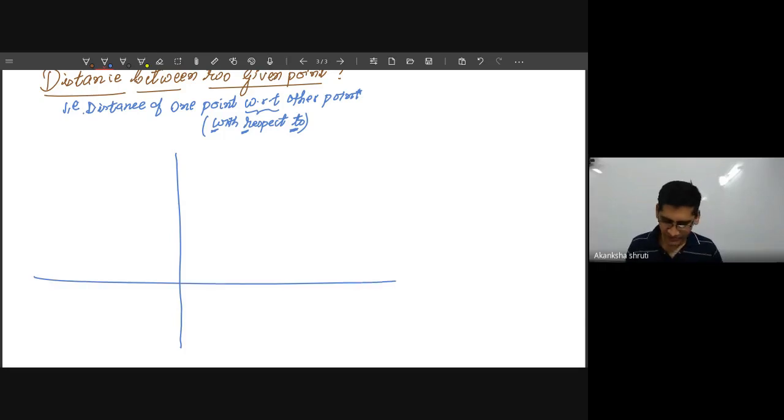You people also draw a bit bigger figure. Now consider one point, say this as P(x1, y1). Since there are 2 points, I shall take x1, y1. Another point is here, say Q, with coordinates x2, y2.